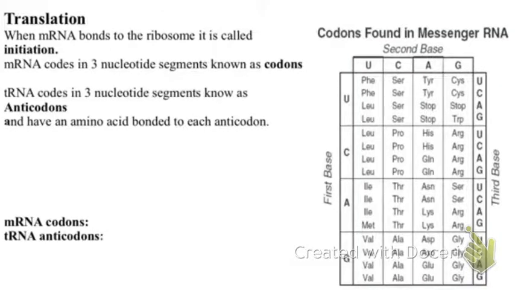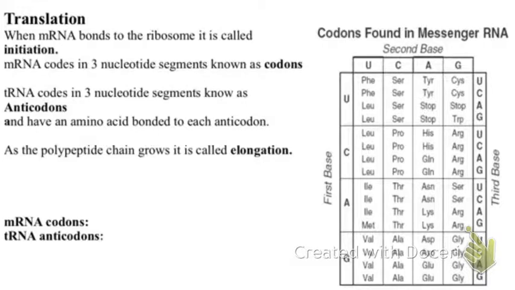tRNA codes in 3 nucleotide segments known as anticodons. You know that as well because you used those laminated tRNA that told you which amino acid was attached to figure out which amino acid to put in your chain. And each tRNA has a particular amino acid bonded to a particular anticodon.